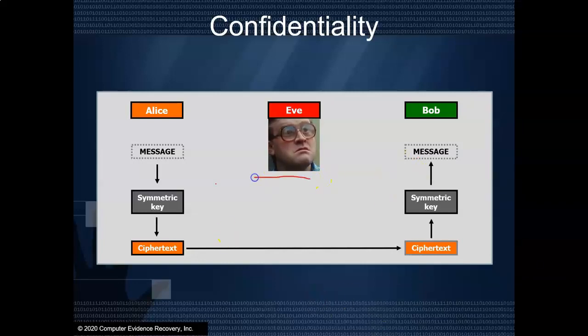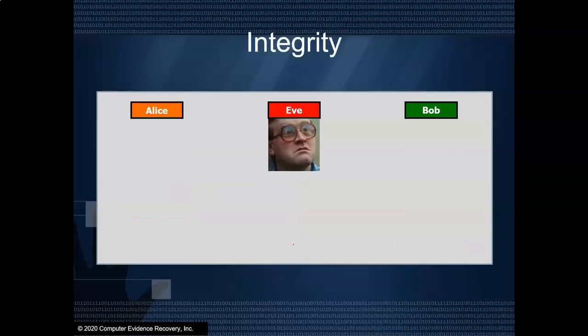However, if Eve can get her hands on the symmetric key, she can capture this in transmission and see what the message says. So, have we really achieved confidentiality here? I mean, as long as Eve doesn't get involved, yes, we have. What about integrity, the second part that we're trying to achieve?